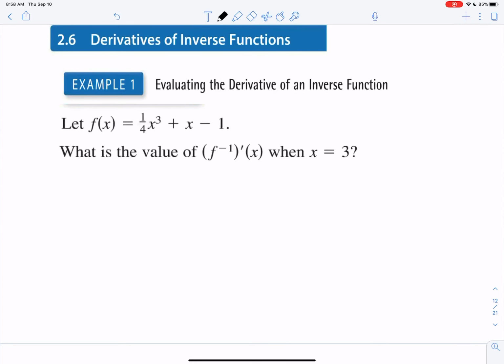Here's example 1. As you can tell, I had to go through several textbooks just to get you guys some good examples. Okay? All right. Write it down. Press play when you're ready. So here we have f of x, which is this cubic function here. What is the value of f inverse, the derivative of your inverse of x, when x equals 3?